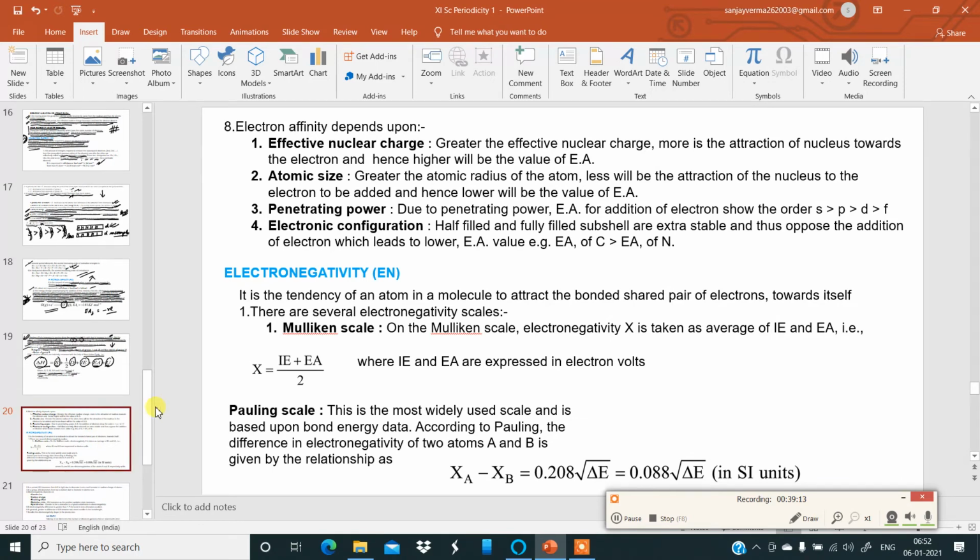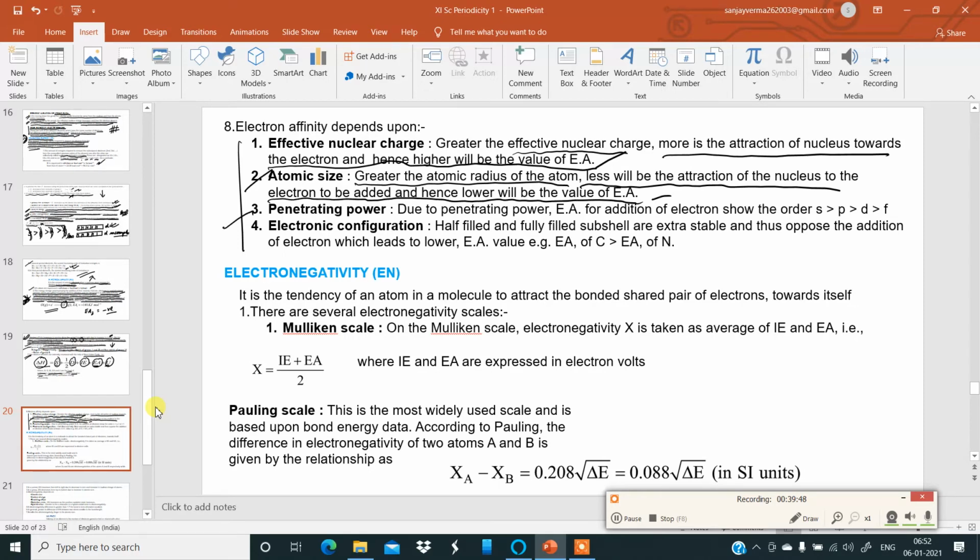Now, moving on to the dependence of electron affinity. Electron affinity depends upon effective nuclear charge. The greater the effective nuclear charge, the more is the attraction of the nucleus towards the electron, and hence the higher the value of electron affinity. Second, atomic size. The greater the atomic radius, the less the attraction of the nucleus to the electron to be added, and hence the lower the electron affinity.